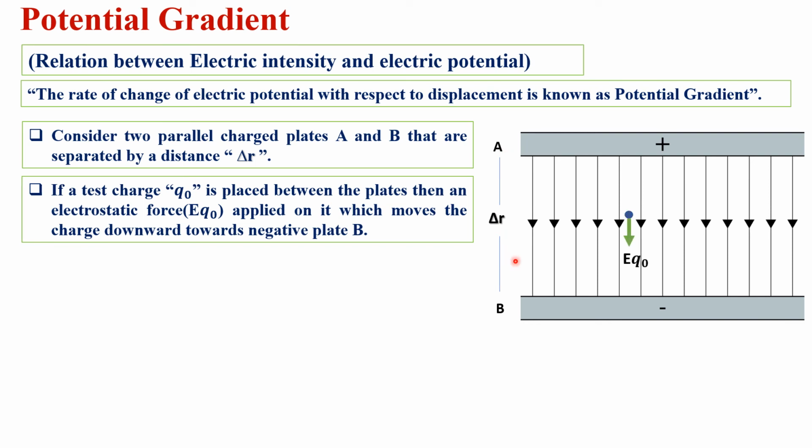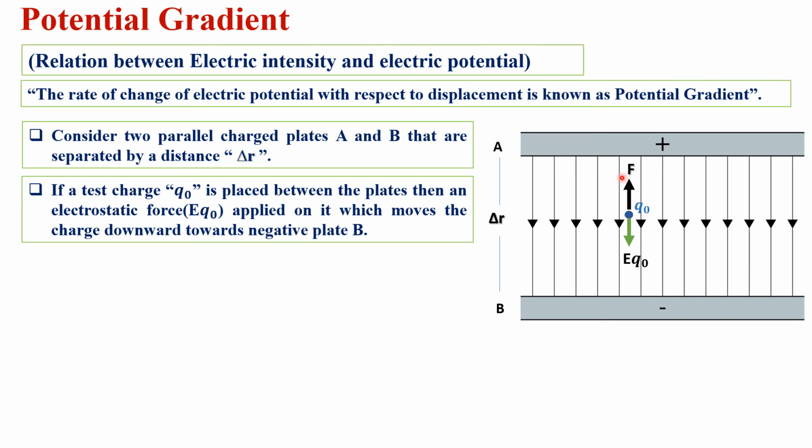We have placed our test charge Q0 here. As plate A is positively charged and the test charge is also positive, plate A will apply a repulsive force on this test charge, and will try to move it towards plate B, which is negatively charged. To keep this charge in equilibrium, we apply an external force which is opposite in direction to the force applied by positively charged plate A onto the test charge.